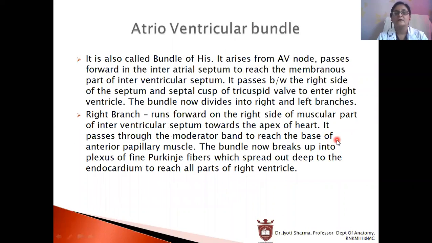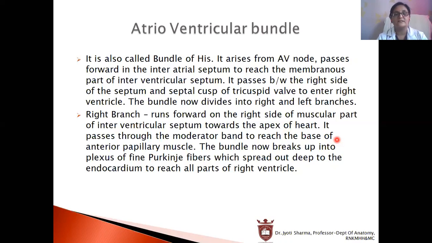Now we see the atrioventricular bundle or bundle of His. It arises from AV node, passes forward in the interatrial septum to reach the membranous part of interventricular septum. It passes between the right side of the septum and septal cusp of tricuspid valve to enter right ventricle. The bundle now divides into right and left branches.